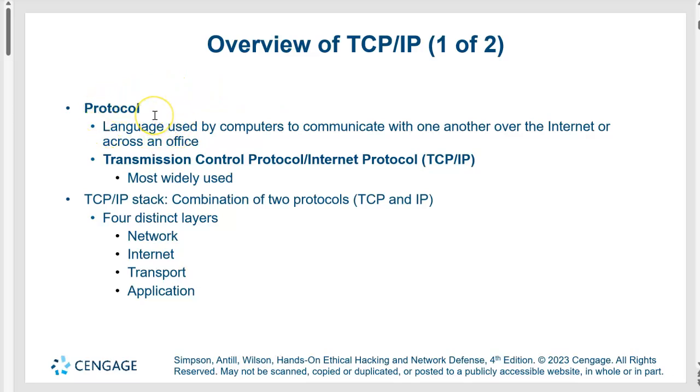A protocol is an agreed upon method of communication. TCP/IP has TCP, which is Transmission Control Protocol. That's the part that allows a packet to go from one place to the next. IP is the addressing protocol. It is a logical address.